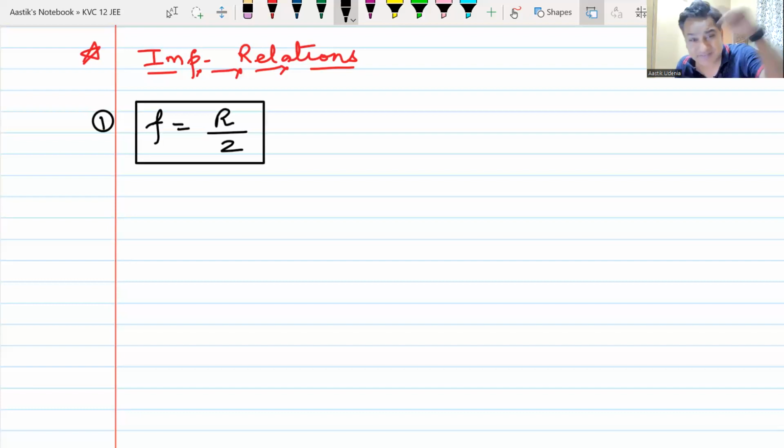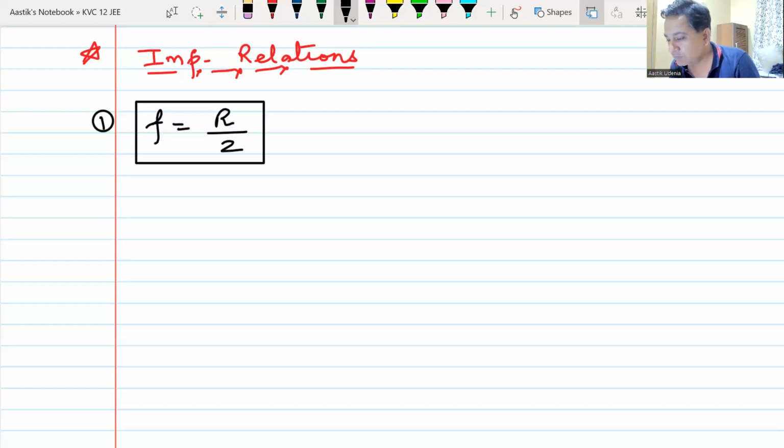Now remember, this equation is only valid when? Is f equals R by 2 always valid, or is it valid only in particular cases? You'll have to remember those cases, because you may not encounter them in JEE Main, but you may encounter them in JEE Advanced. Is it valid everywhere?